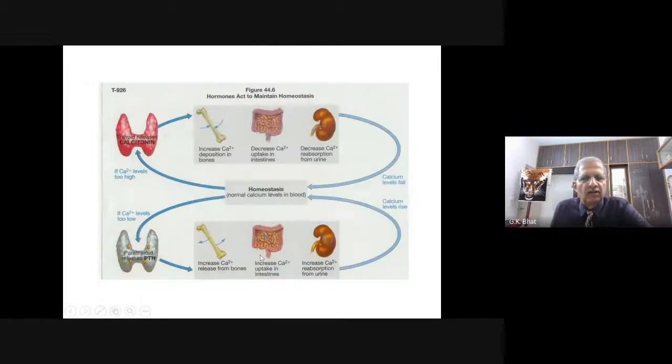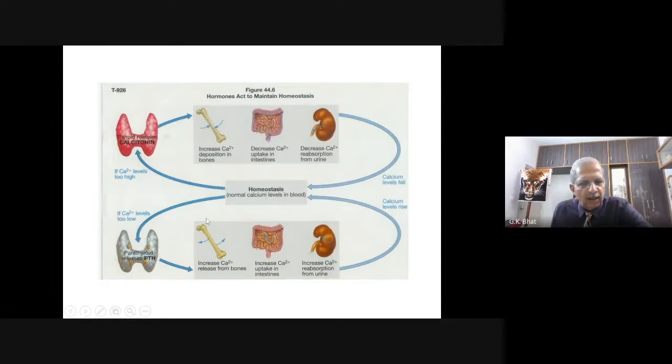Look here. This is what we have studied in our last class. Whenever there is a normal calcium level in the blood, this is what is expected, homeostasis of calcium in the blood. Whenever there is an increase in the calcium level, if calcium level is too high, thyroid releases calcitonin. This calcitonin increases calcium deposition in bones, decreases calcium uptake in intestine, decreases calcium reabsorption from the urine, and thereby the calcium level falls.